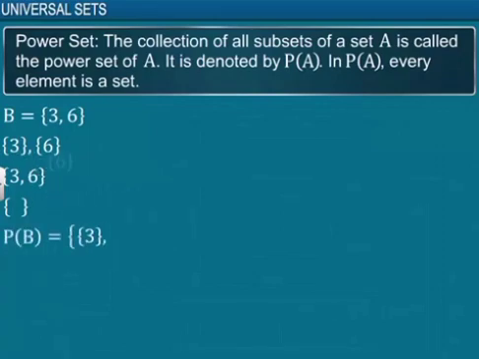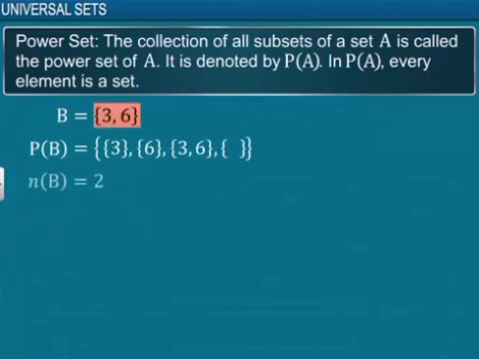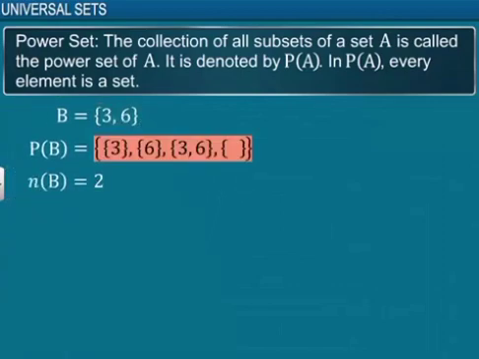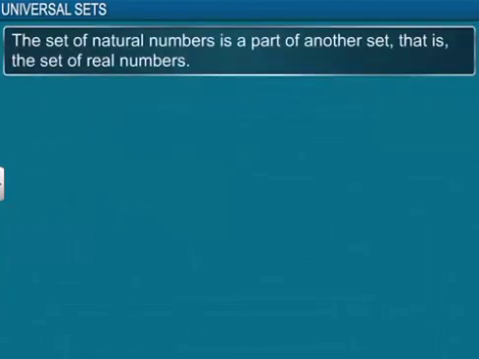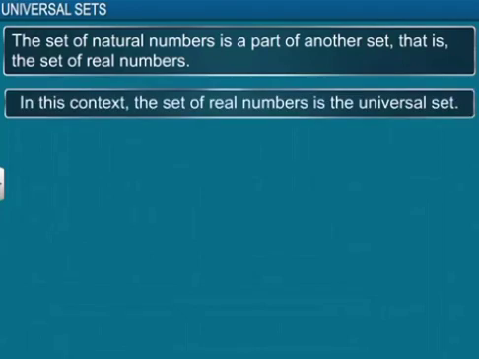The number of elements in set B is 2. The number of elements in the power set of B is equal to 2 square. That is 4. In some situations, we may have to identify sets based on the context. Consider a set of natural numbers. This set is a part of another set. That is, the set of real numbers. In this context, the set of real numbers is the universal set. Similarly, for the set of integers, the universal set is the set of real numbers.